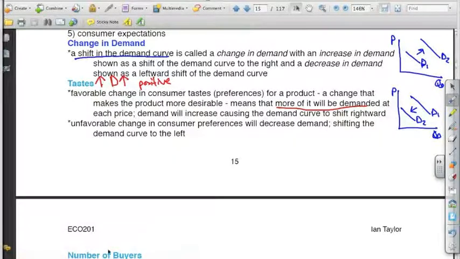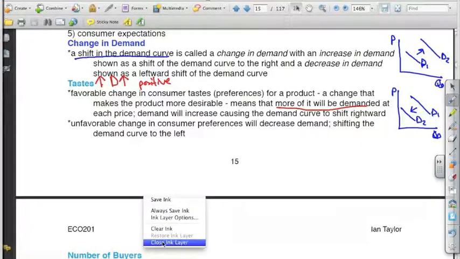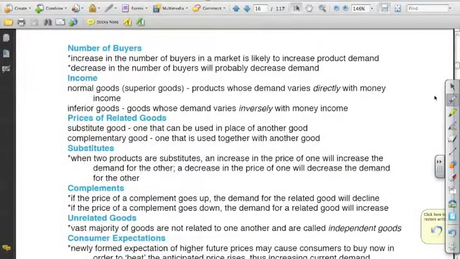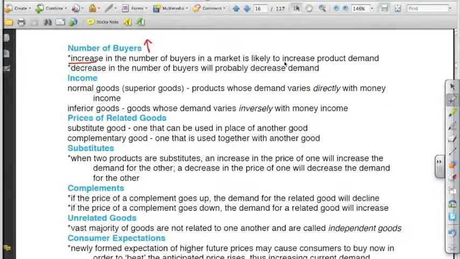For the number of buyers, I'll go and scroll down here for you guys. An increase in the number of buyers in a market is going to increase product demand. Once again, another positive relationship.